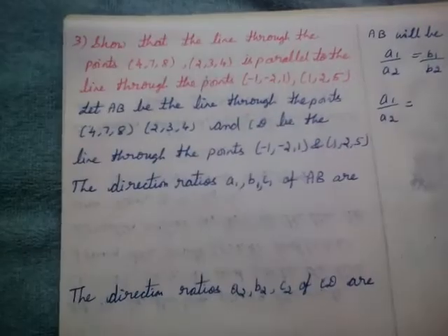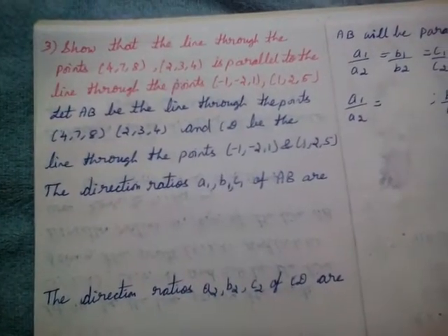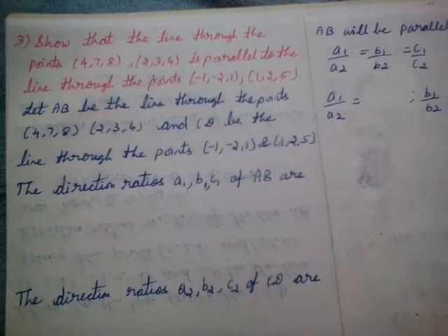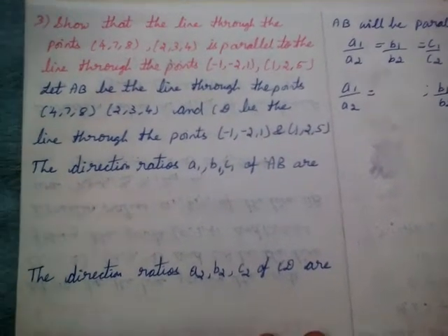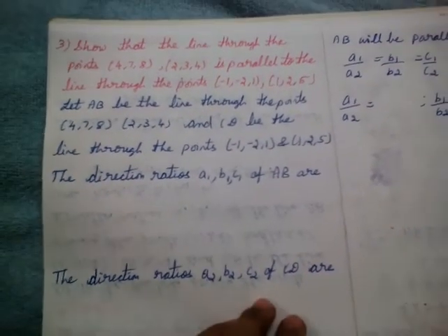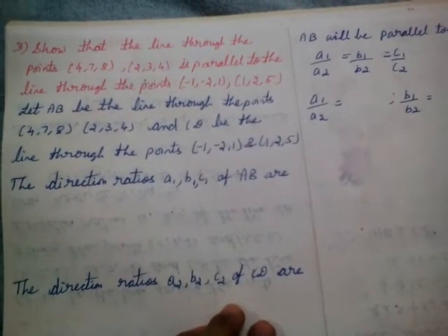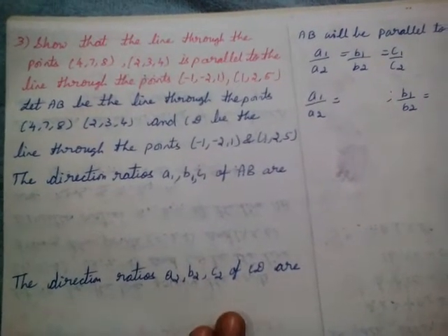Now the next one, the third sum. Show that the line through the points (4, 7, 8) and (2, 3, 4) is parallel to the line through the points (-1, -2, 1) and (1, 2, 5). Now let us write, we need to prove it as parallel. When will you call two lines parallel? If the ratios of the direction ratios are equal.